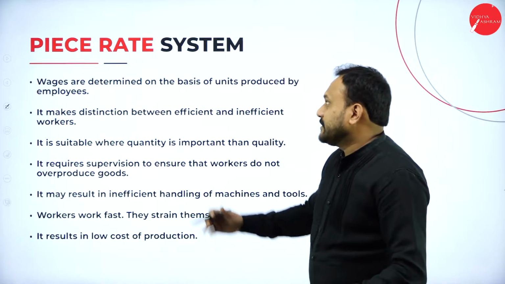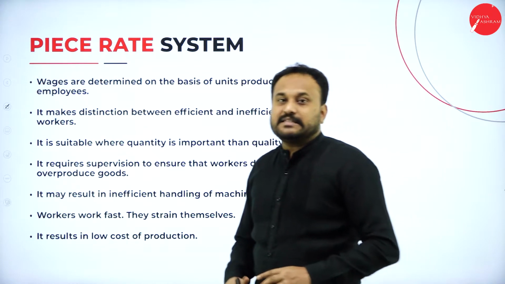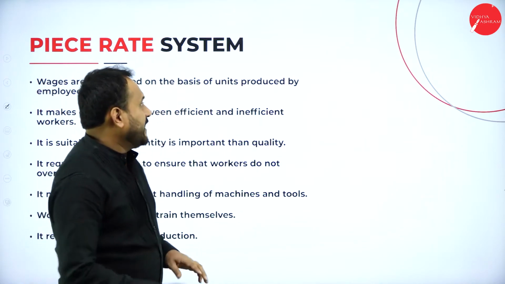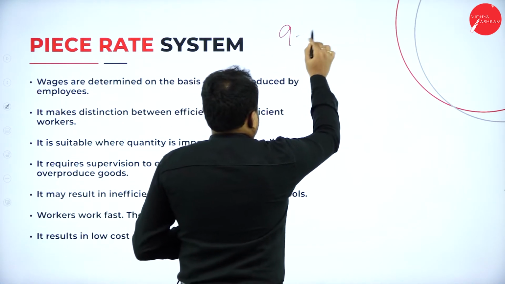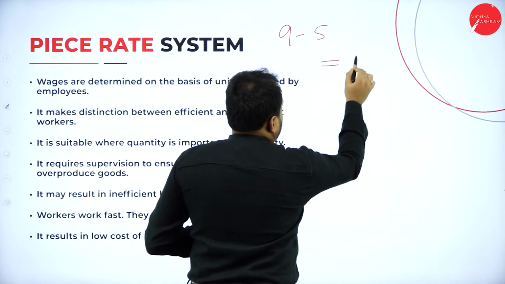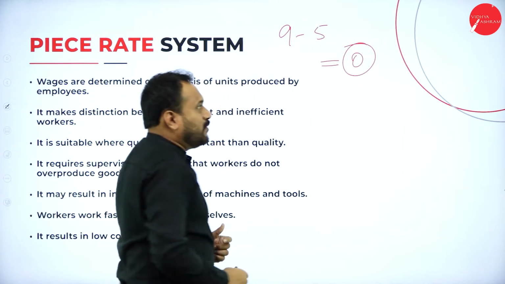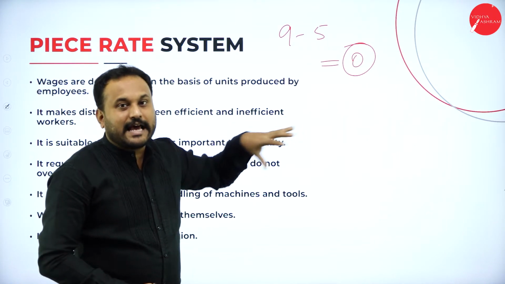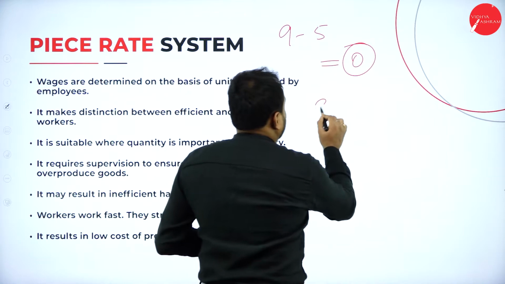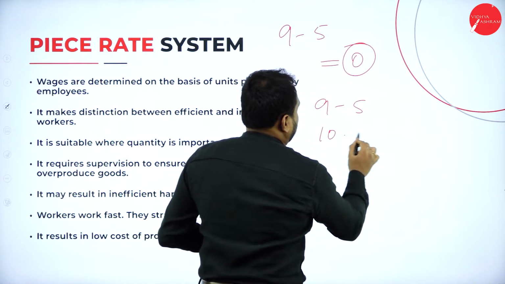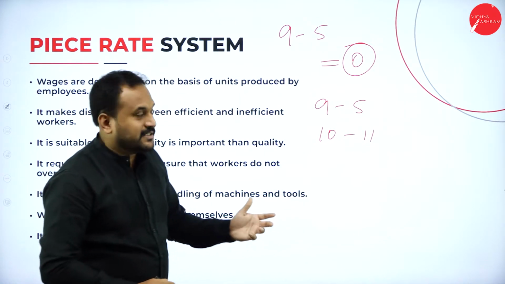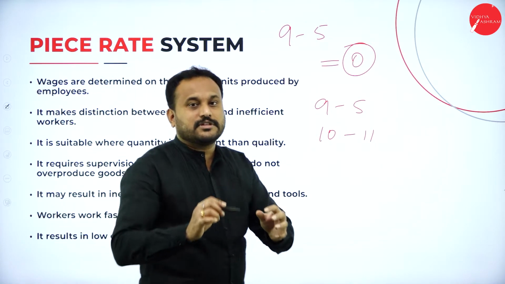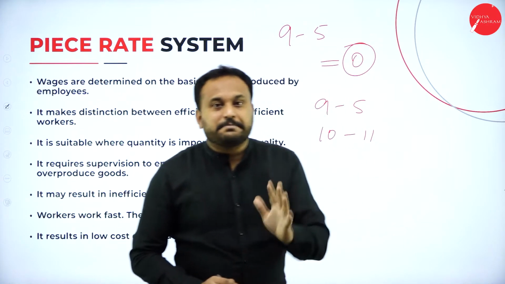The next one we have is piece rate system. Now in piece rate system, what all will happen? I'll give you an example here. Now from 9 to 5, if you come and you don't do anything, it's like zero productivity, so you will not get even 1 rupee. But here in piece rate system, say from 9 to 5 or you come at 10 to 11 or whatever it is, time doesn't matter. It is how many units you have produced, how much work you have done. Only that much you will be paid.